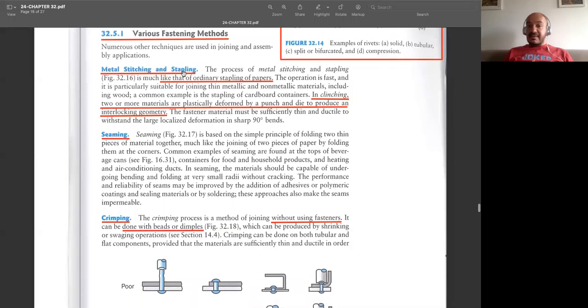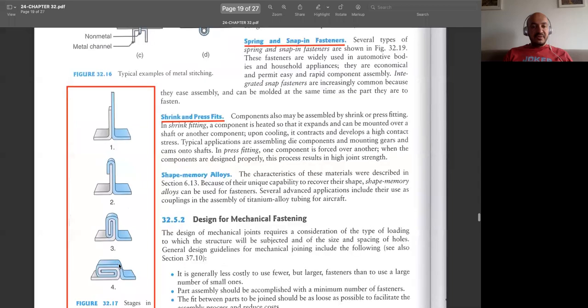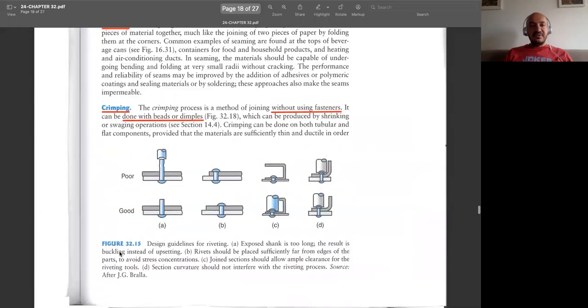And we have stapling. Stapling is very similar to the stapling of papers. We have metal stitching or clinching, where we place some parts together on top of each other and then apply pressure with a little plastic deformation. We will be generating an interlocking geometry in some regions, and that is again a kind of mechanical fastening. Then we may have the seaming process, where you bend some sheet metals on top of each other, as you see. That's a nice example of seaming.